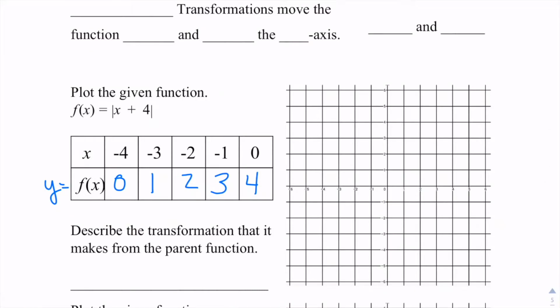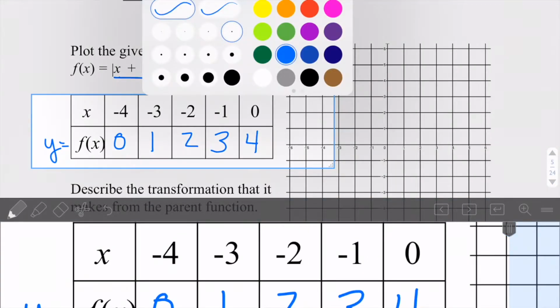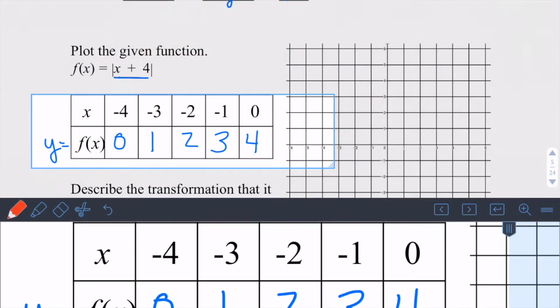Before we start inputting our values from this function here, I want to start by plotting our parent function that we learned earlier, which has a vertex at 0, 0, then 1, 1, 2, 2, -1, 1, and -2, 2. That way we can look at it and compare it to our other graph. If we plot these points, I might have picked good points, I might not have. Sometimes you'll pick good points and sometimes you won't.